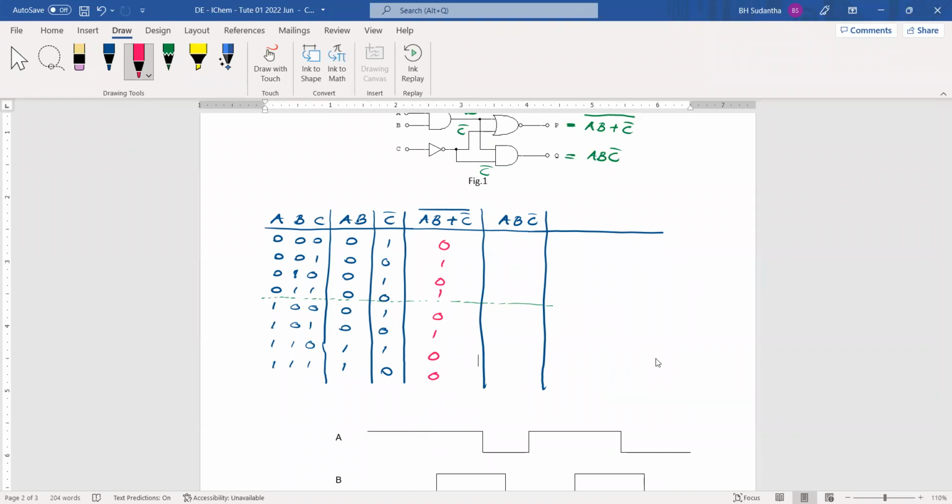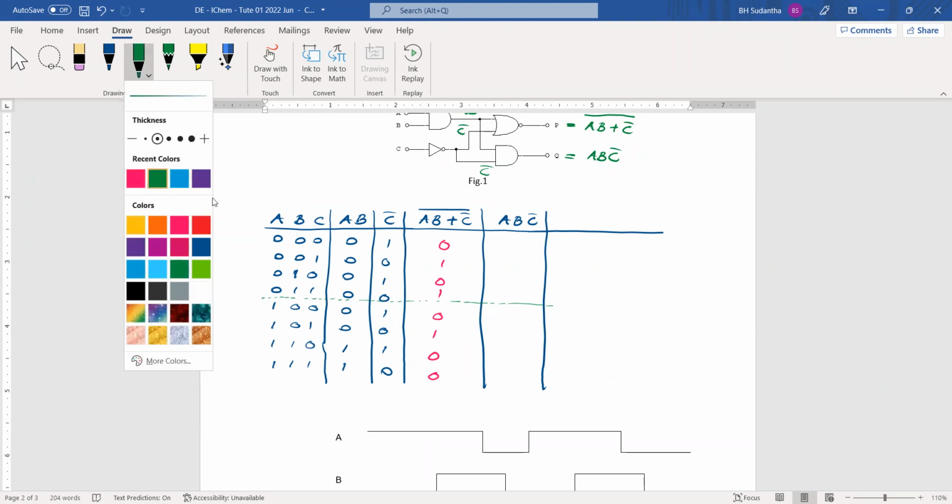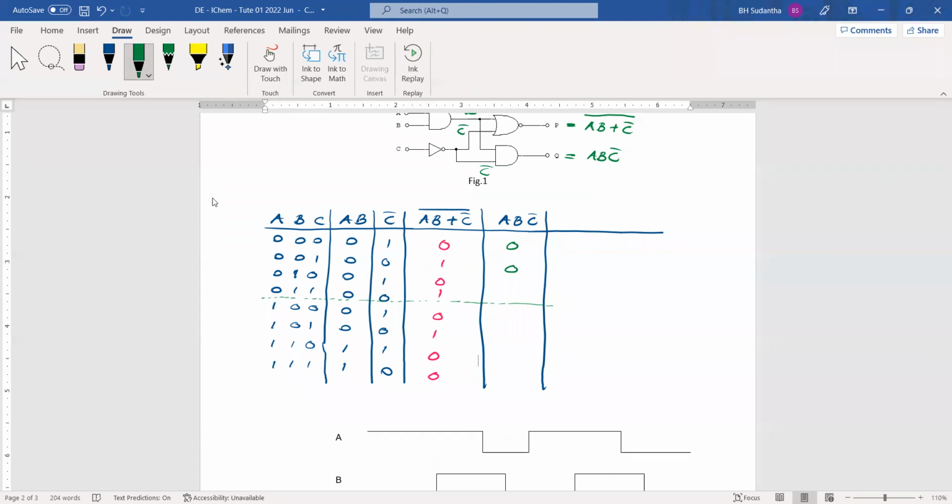Okay. Next one, we have to take A, B, and the operation between these two. And this is 0, this is 0, 0, 0. Yeah, it's 0, it's 0, this is 1, this is 0.